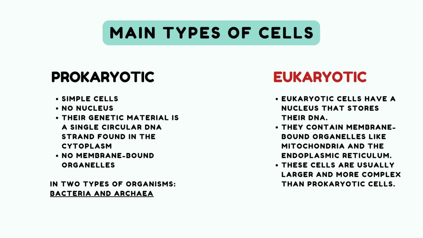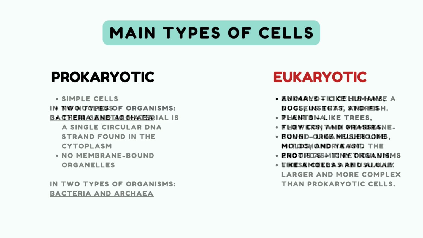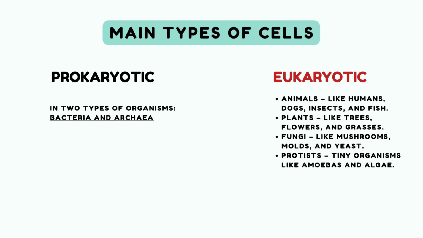So, going back to prokaryotic and eukaryotic cells, here's a little comparison where you can see what the prokaryotic cell has and what the eukaryotic cell has. Now, as we saw before, prokaryotic cells are present in bacteria and archaea. However, eukaryotic cells are present in organisms like animals, plants, fungi, and protists.